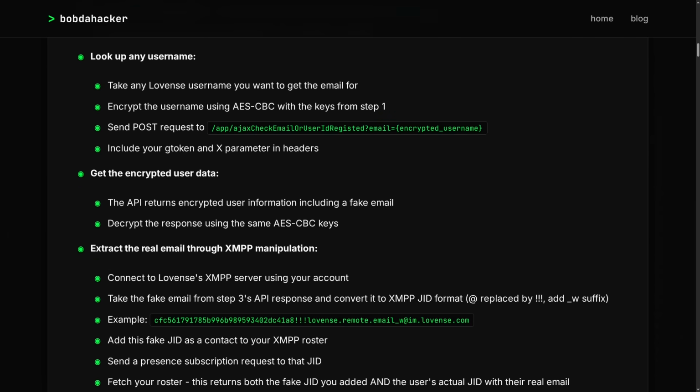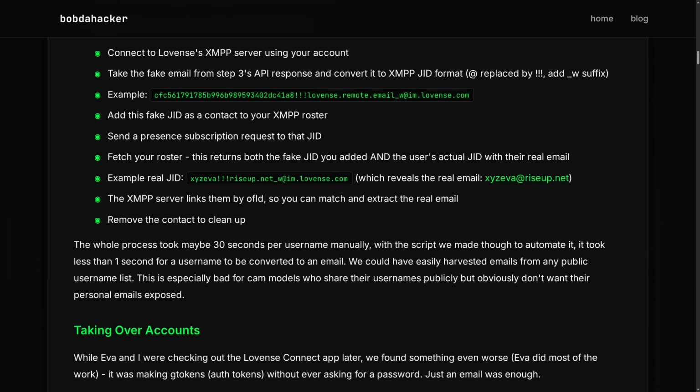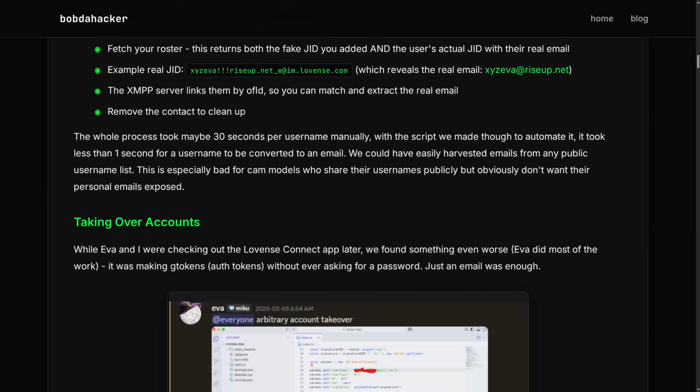This gives you a fake email that you can convert to a Jabber ID used by XMPP by replacing the at sign with three exclamation marks and adding an underscore W suffix, like this example JID that he shows here. Then you can add it to your XMPP roster, send a presence subscription request to that JID, then fetch your roster, which returns the user's real JID, which contains their email if you reverse the email to JID conversion by swapping out the three exclamation marks for an at sign and you drop that underscore W. Kind of like this example that he gives here.